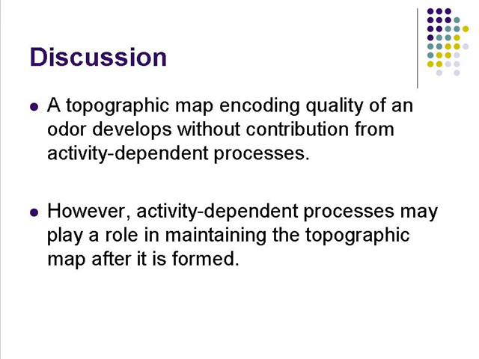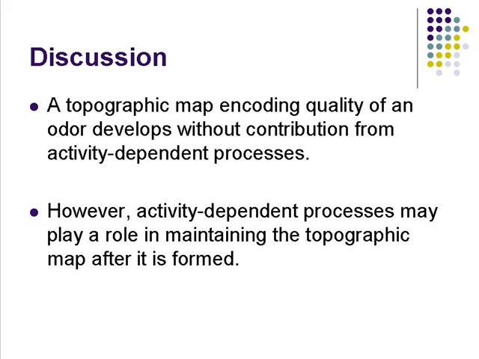This topographic map encoding odor quality in the bulb has been shown to develop without apparent contribution from activity-dependent processes. Mice lacking the olfactory cyclic nucleotide-gated ion channel fail to exhibit odor-evoked electrophysiological responses in the sensory epithelium, but the pattern of convergence of like axons in the bulb is unaltered in these mutant mice, arguing strongly that olfactory experience is not necessary for the establishment or refinement of the topographic map.